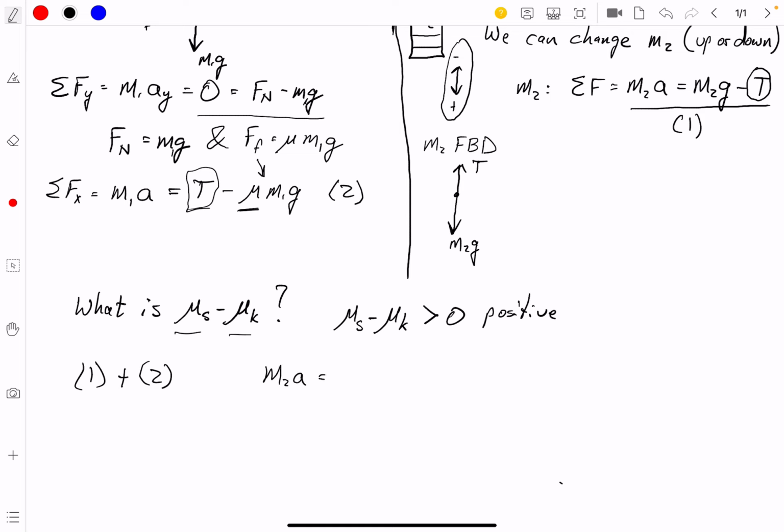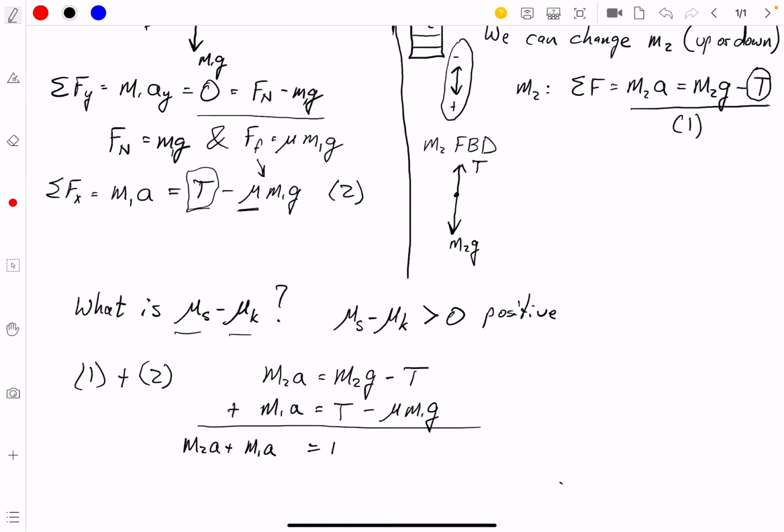m2a equals m2g minus T, and then we're going to add to that m1a equals T minus mu m1g. And we're going to add those two things together. So here we go. m2a plus m1a on that side. On this side, we've got m2g minus T plus T minus mu m1g.